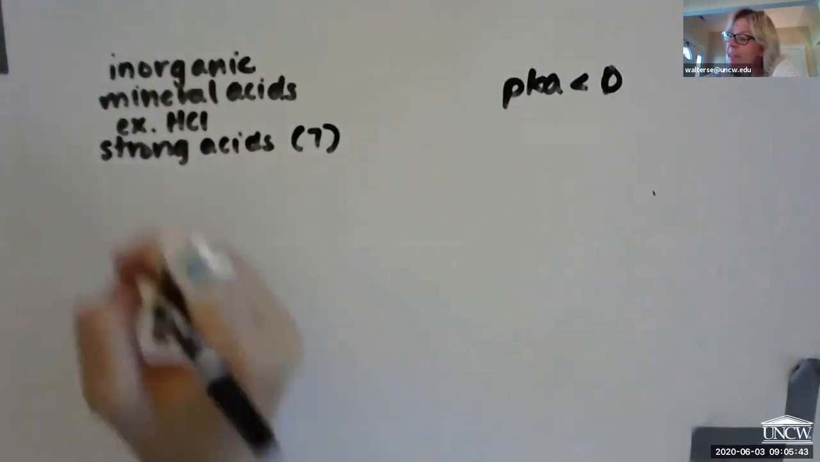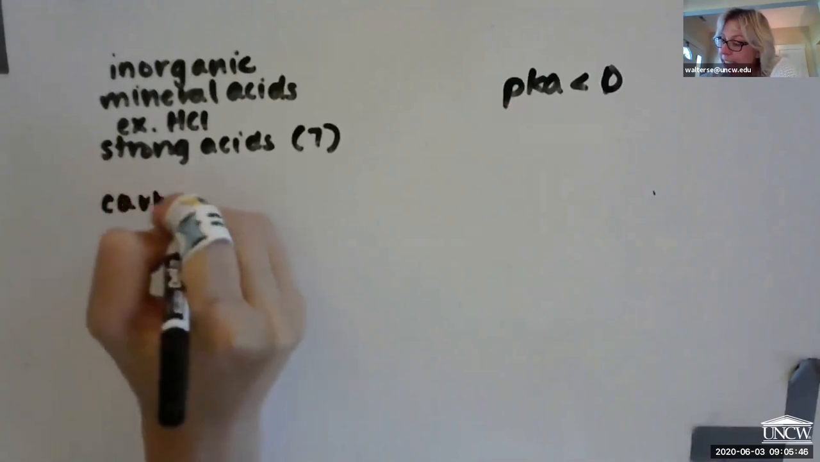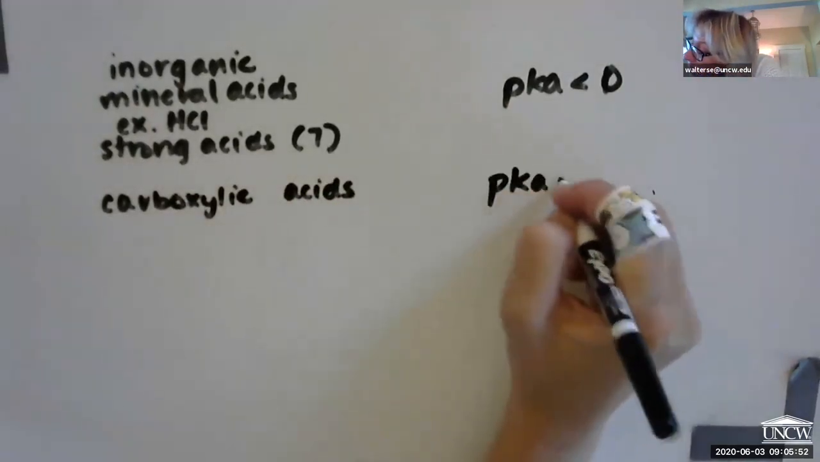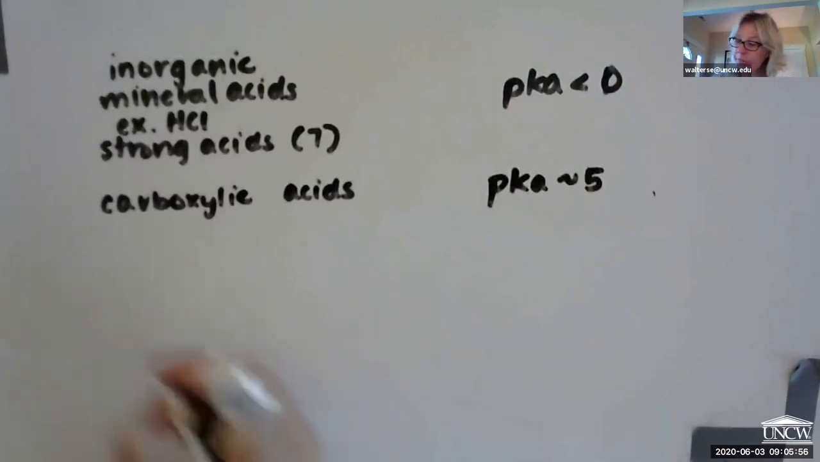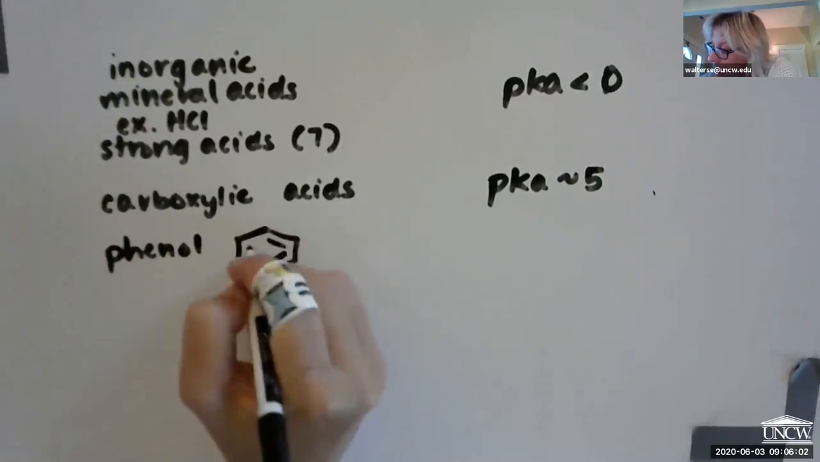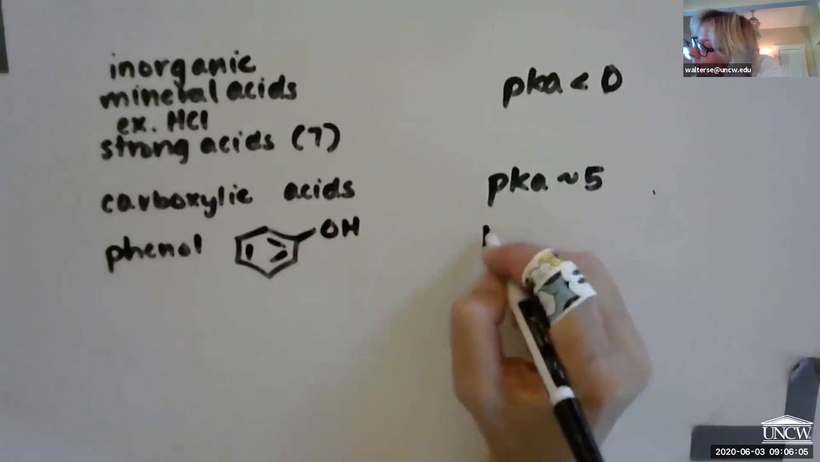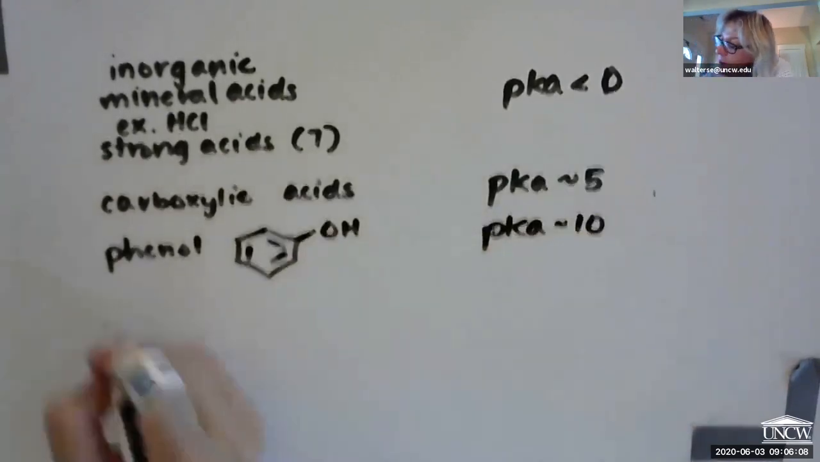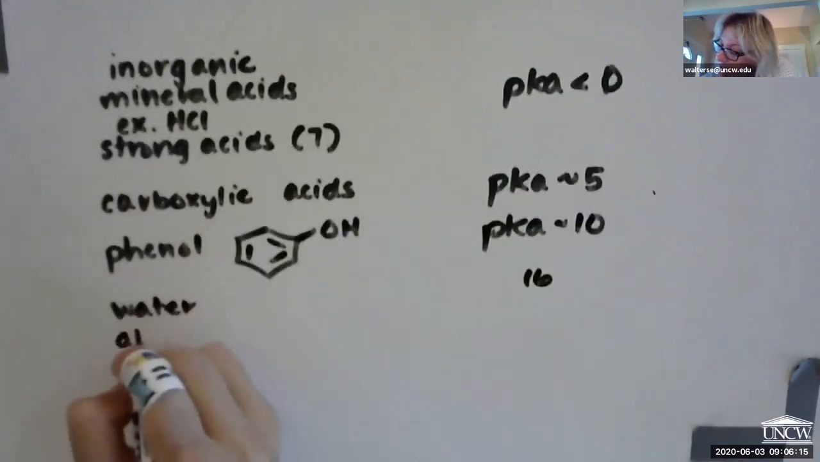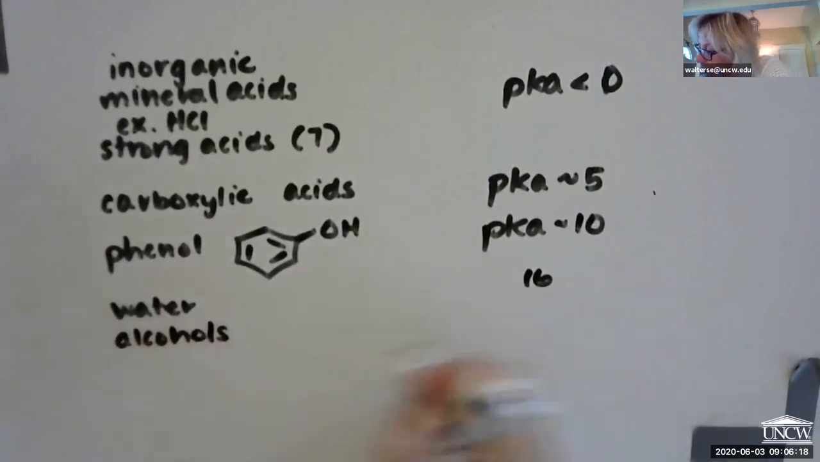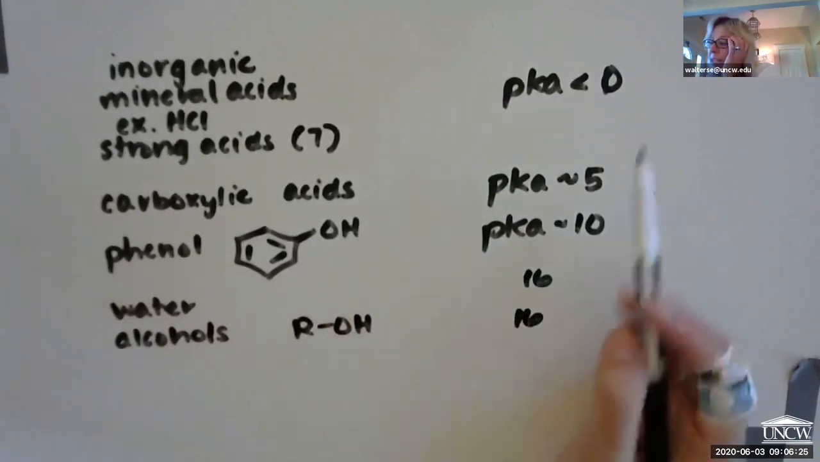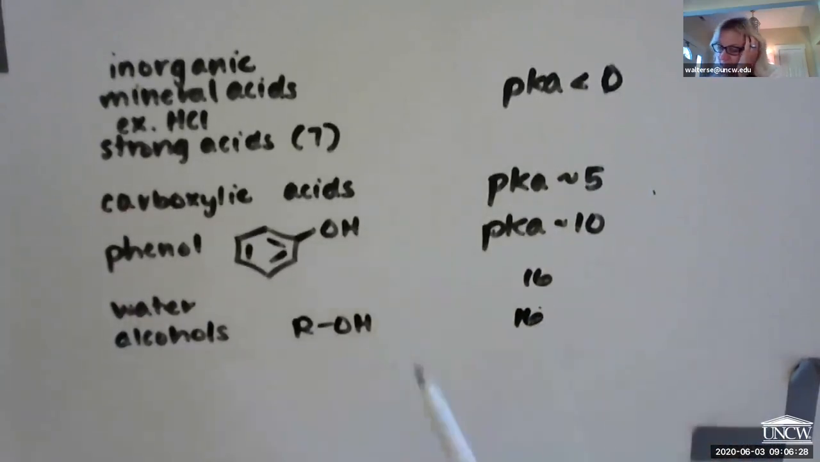Then the family of carboxylic acids is around five. If you need a specific number, it'll be given to you. Phenol, which is an alcohol but is connected to an aromatic ring, has a pKa of about 10. Water is right about 16. Other alcohols will be 16 as well. If you just want to memorize negative 5, 10, 15, that'll be fine.